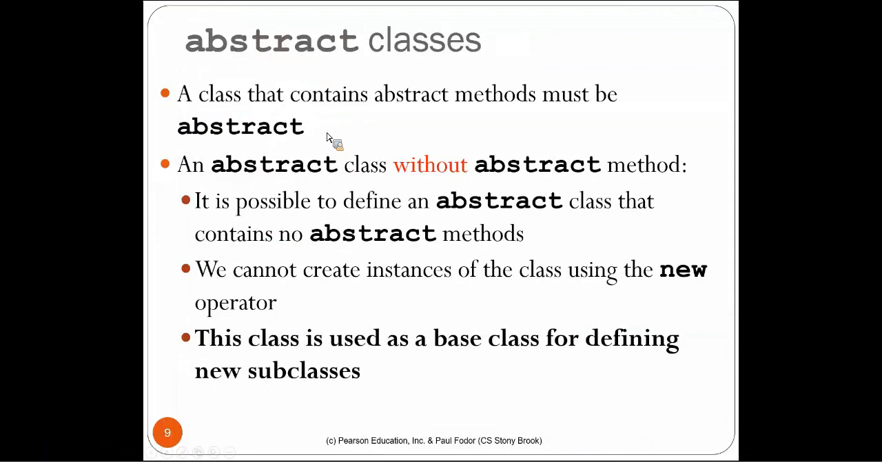It's basically used for grouping together all the properties of the subclasses. So the class is used as a base class for defining the subclasses. We still have the same constraint that we cannot create instances of this class using the new operator because this class is abstract. So the same constraints that we had before are also applied to the subclass.